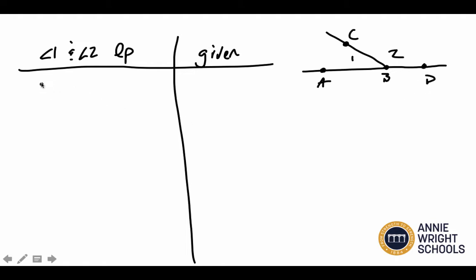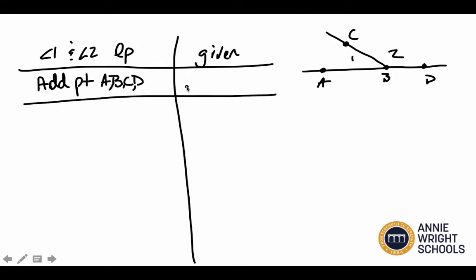And the reason I can do that, if I want to be really particular, is to add points A, B, C, and D. I think we have a postulate that says a line contains at least 2 points.